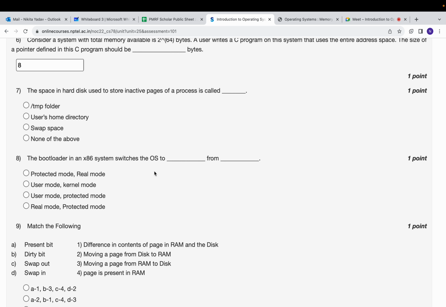Okay, next question: the space in hard disk used to store inactive pages of a process is called temp folder, users, home directory, swap space, none of the above. Raghav says swap space. That's right. Does anyone have any question or doesn't agree with the answer? It's just a terminology, right? Yeah, it's just a term.